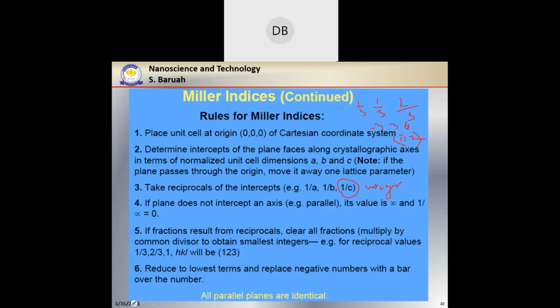And this is the point I was talking about. All parallel planes are identical. And all parallel planes will have the same Miller indices. All right. Because they will be simply integral multiples in different directions. Okay. So integral multiples, when you bring them down to the lowest value. All right.